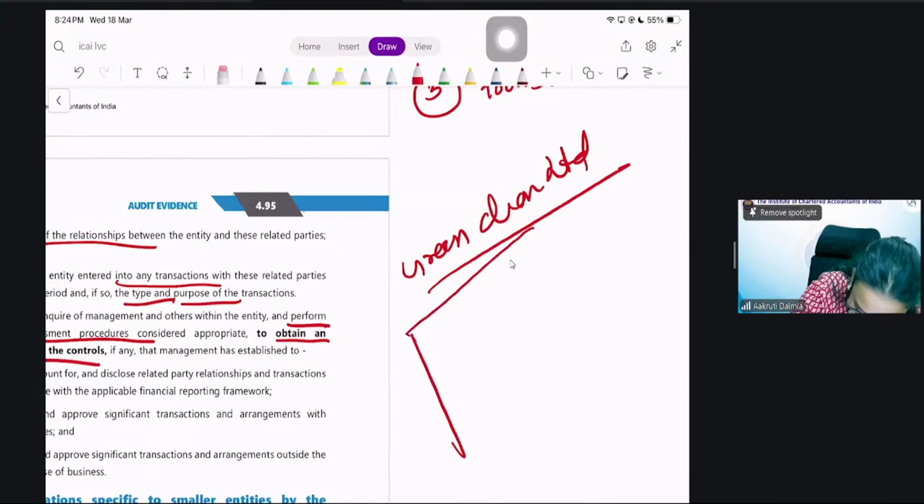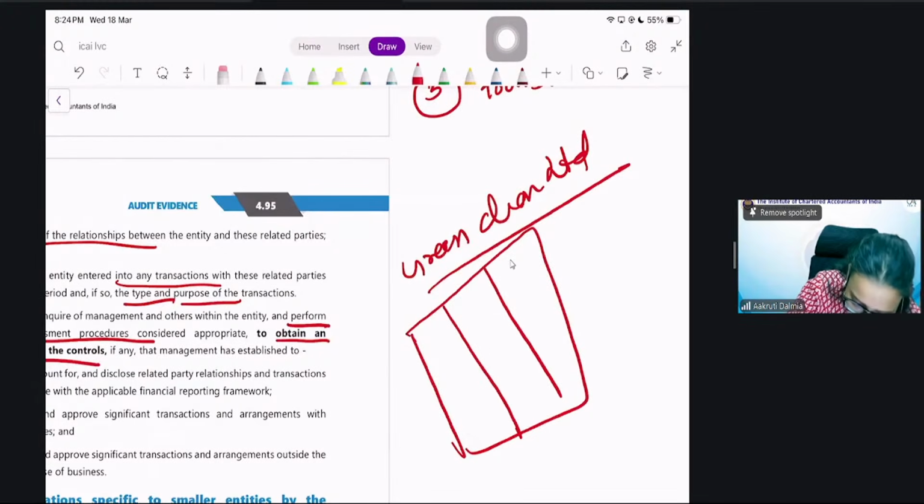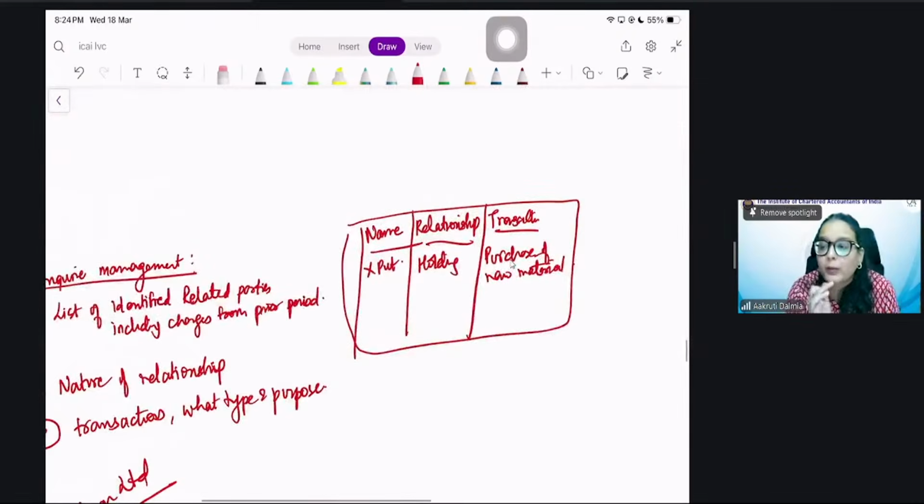They have given me a list. I am asking them, how did you come and create this list? How did you come to know that X Private Limited is my related party, but Y is not my related party? Why is Y not there? Why is X there? What is your system to identify?